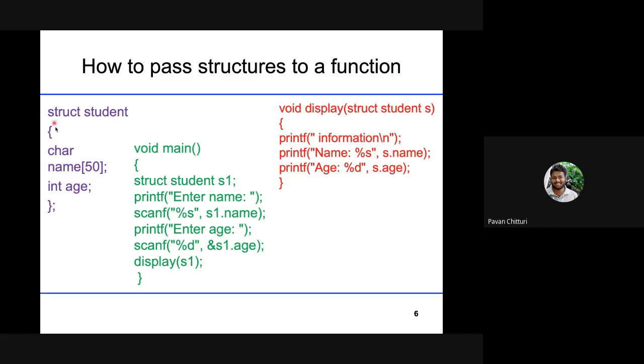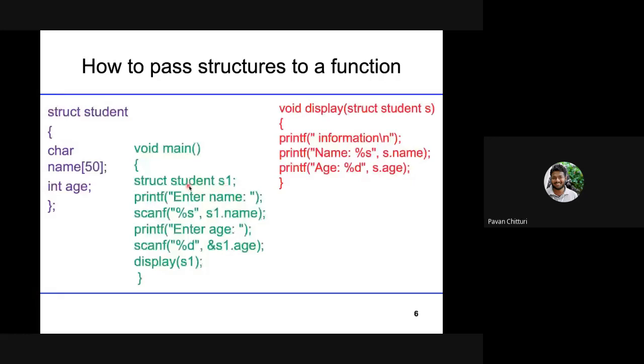So this is the definition of the structure. Definition of the structure called student. Now for this student, I have to declare a variable. So struct student s1.